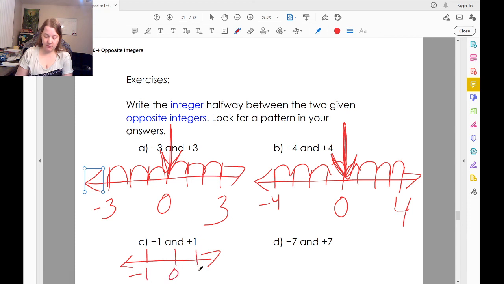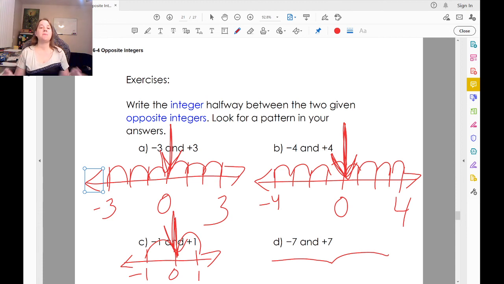Let's do -1 and +1. -1, 0, 1. Well, that one's going to be pretty easy. Look, another midpoint of 0. And if I were to do the -7 and the +7, you would see the same thing, because it's 7 steps this way or 7 steps that way. It's still going to end up being the same amount of steps to get to 0.